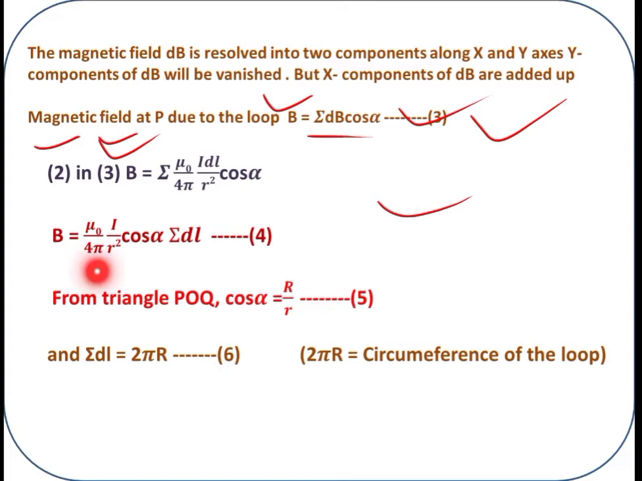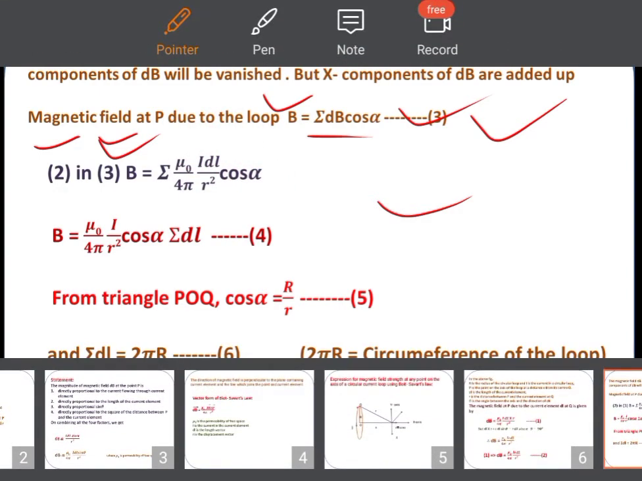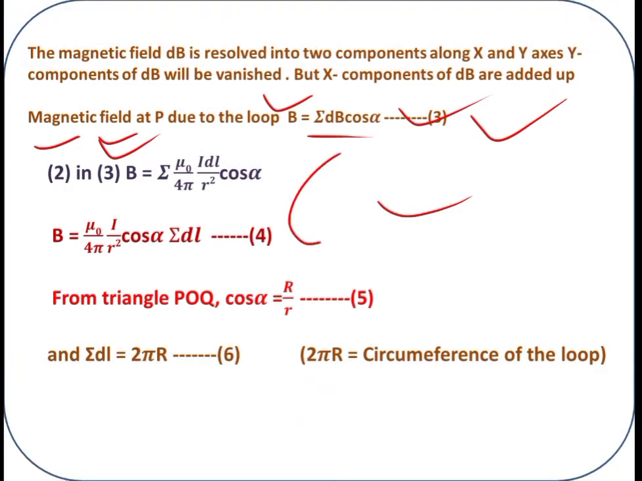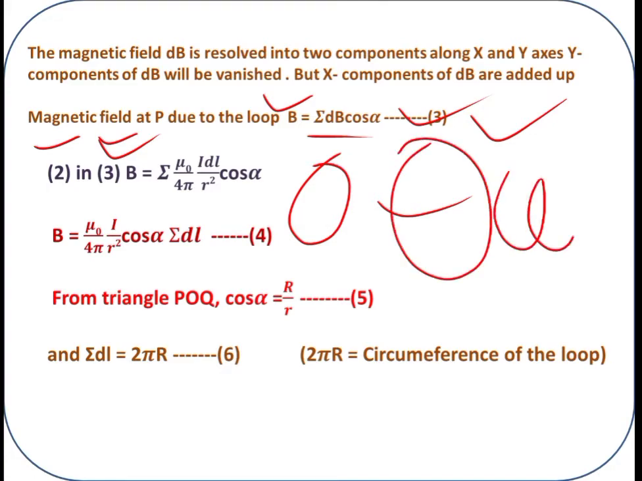Mu naught by 4 pi is fixed, I is also fixed, r square is fixed, cos alpha is also fixed. We may vary the element length. We may consider this much ring, or this much ring. We can consider different radius values, meaning the ring size, definitely we can vary. So dl is varying. That is the reason we have to put the summation symbol for only dl. Call it equation number 4.